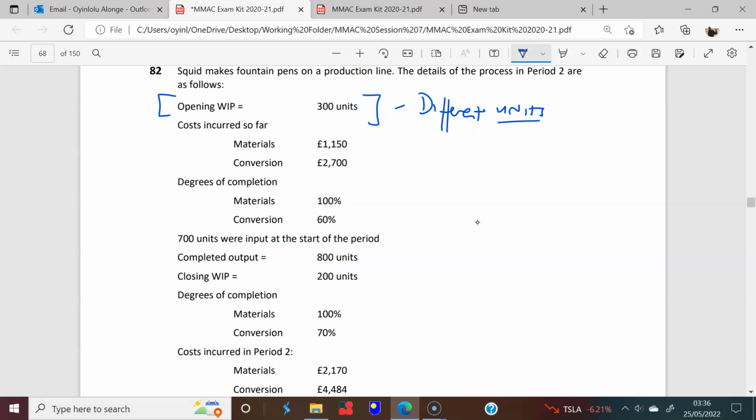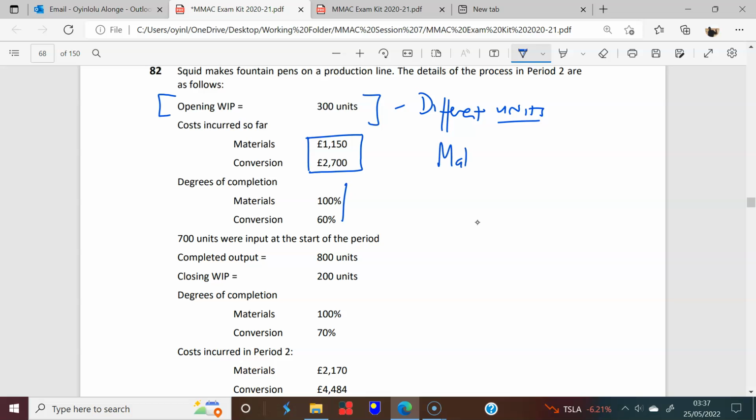Think of them as individual boxes or something. They're not like chemicals that we can mix everything together. So we have to think about it slightly differently. In a way, it's saying, look, so far you have made these 300 partially finished goods, and you've invested this so far, right? So that's not a problem. But this is the degree of your completion.